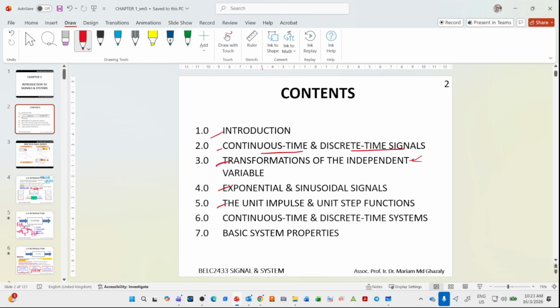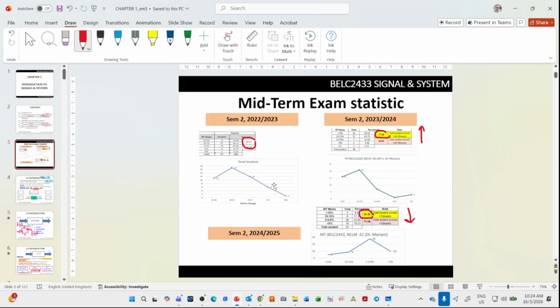Then we will learn about the unit impulse and unit step function, not including the ramp function. And lastly, apart from the signals, we also will learn about continuous time and discrete time system, and lastly the basic properties. This one I'll just skip. This is just a statistic, so you can just go through that.